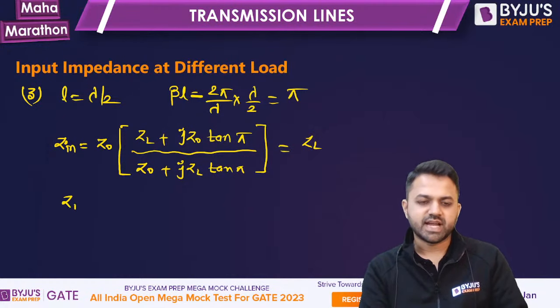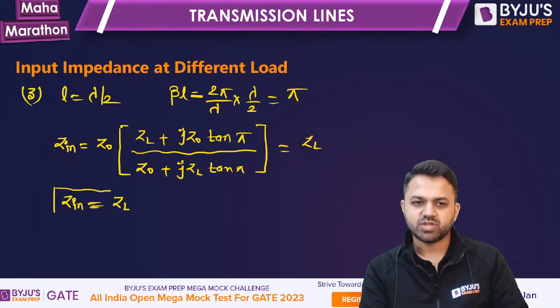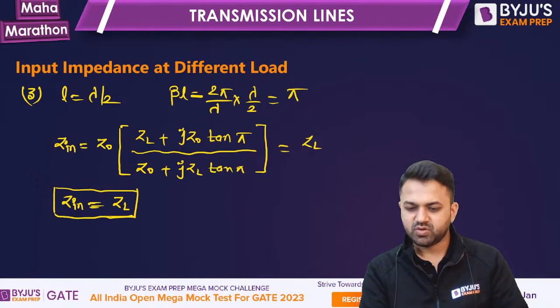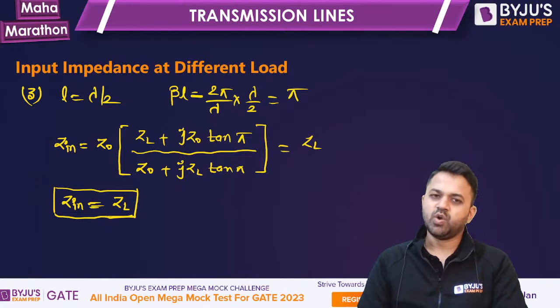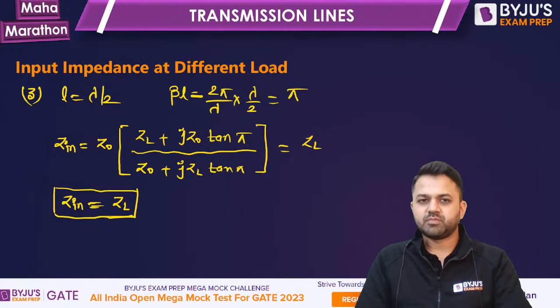So here you can see that if the length of the transmission line is equal to λ/2, then the input impedance is equal to the load impedance, right? That means whatever is at the load will appear as the input impedance.